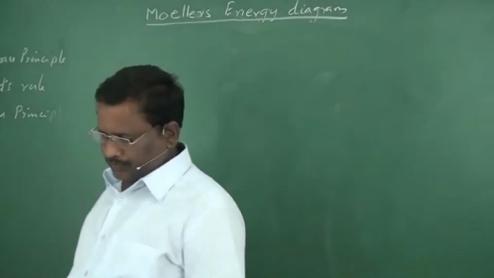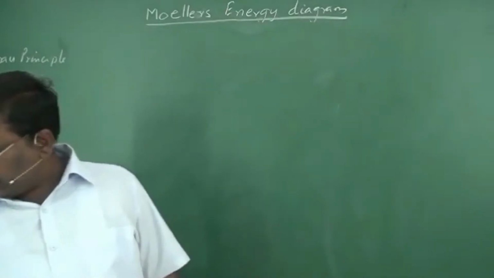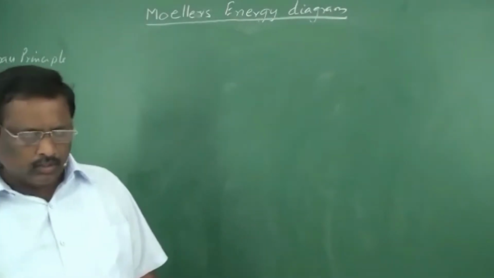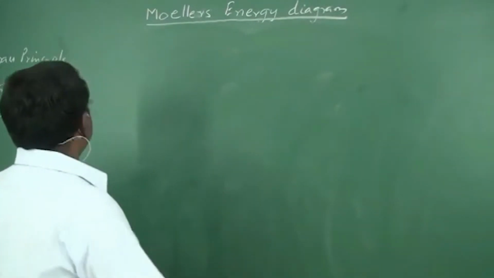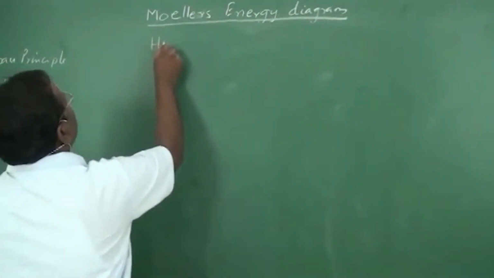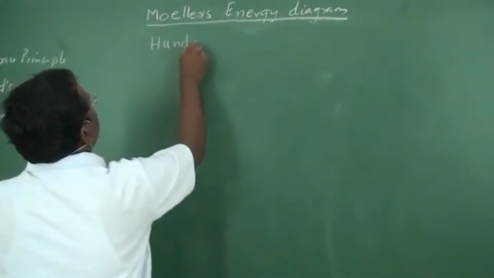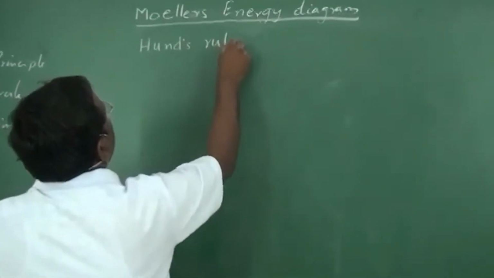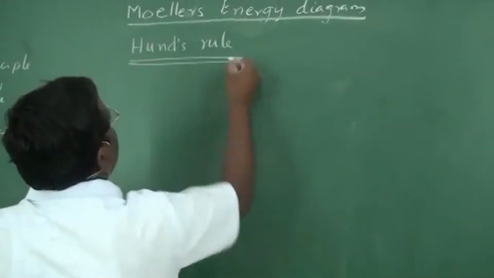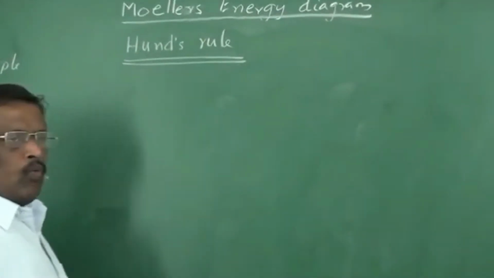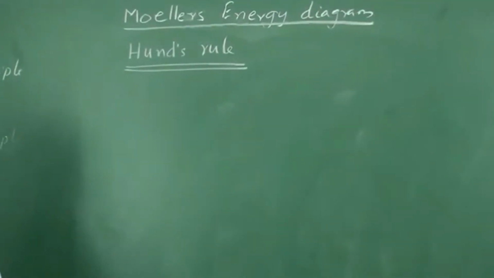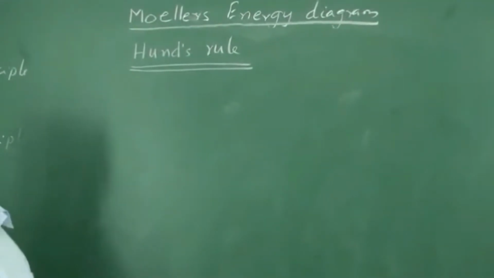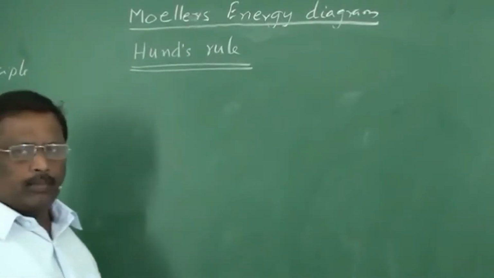The second rule followed by the electrons while filling is Hund's rule. Hund's rule concerns electrons entering into degenerate orbitals, that is, orbitals with the same energy, which are said to be degenerate orbitals.